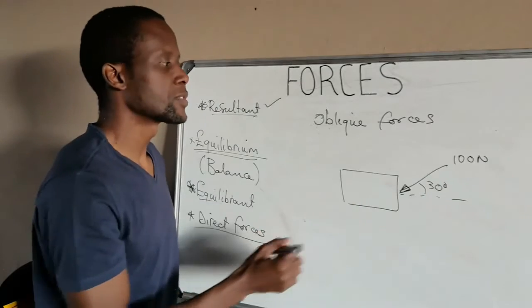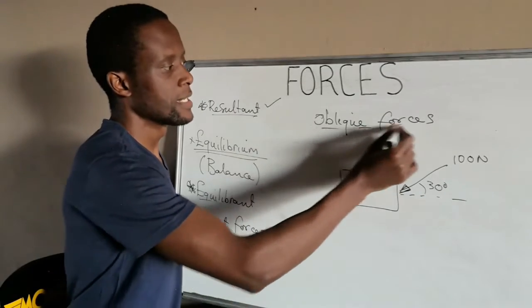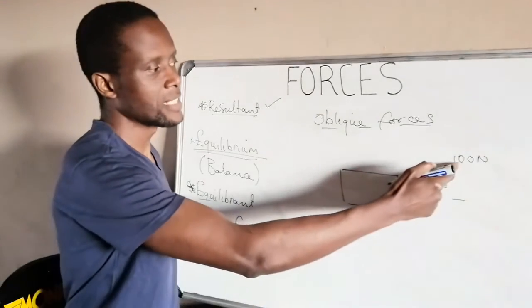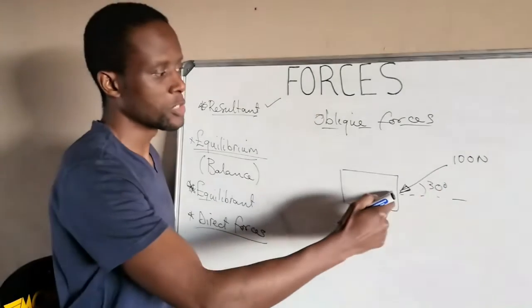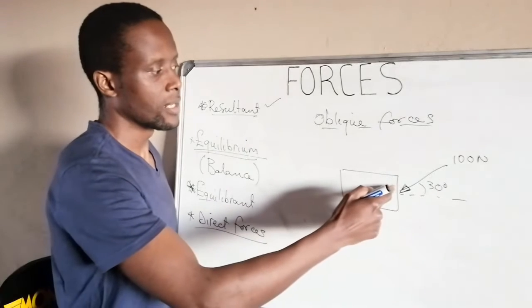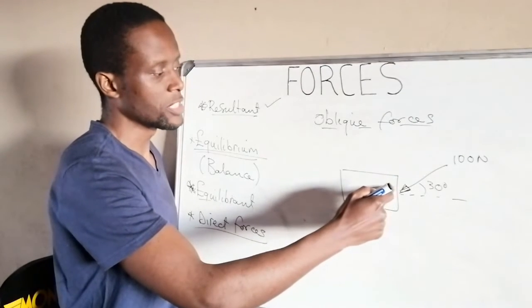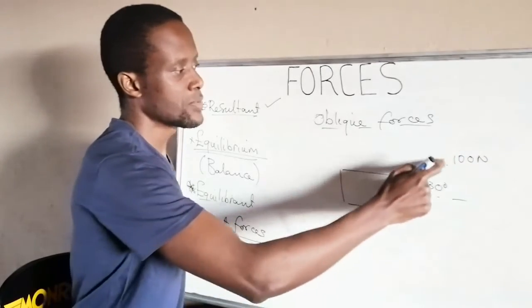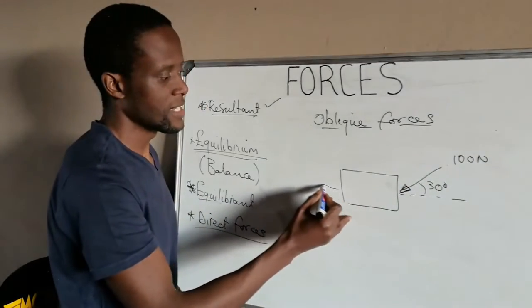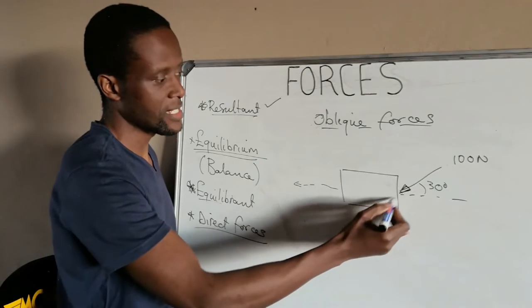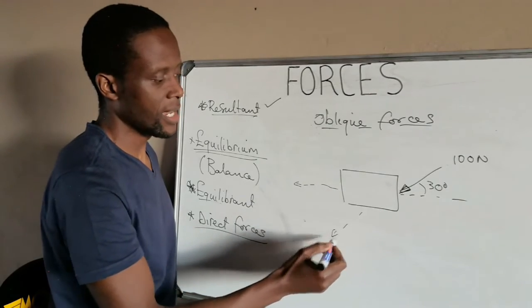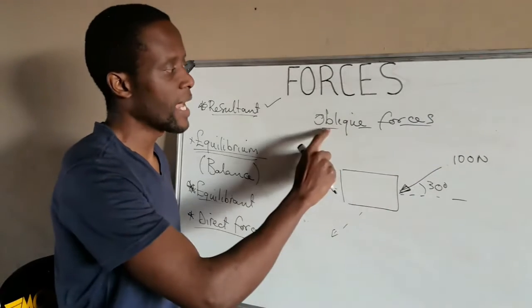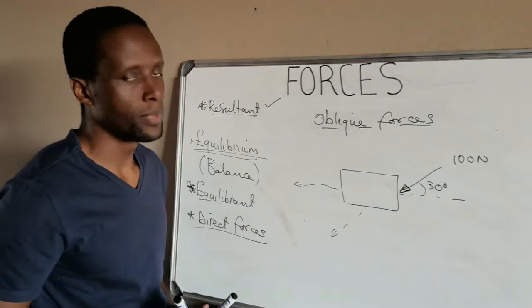This force of 100 newtons is an oblique force that is acting at an angle other than 90 degrees. It is not acting directly on this object. It is not pushing it to the left only, but it is also pushing it downwards. So this 100 newtons is pushing the object slightly to the left, and at the same time slightly downwards. It is acting in two directions at the same time, and that is what an oblique force is.